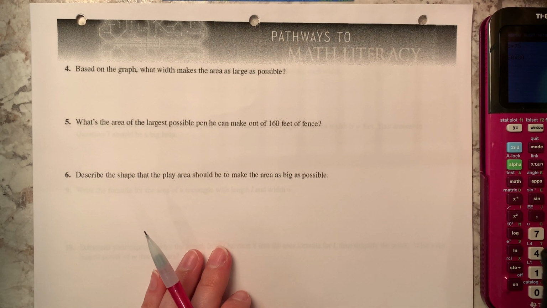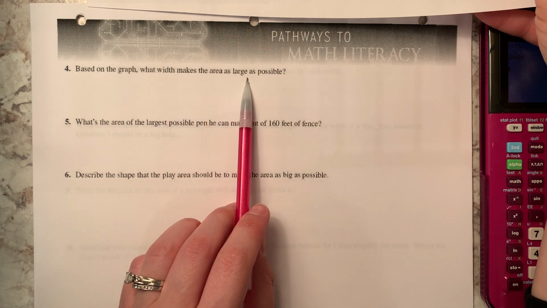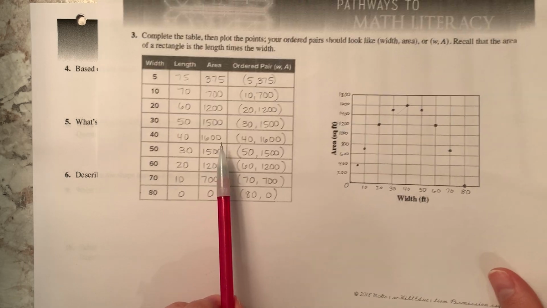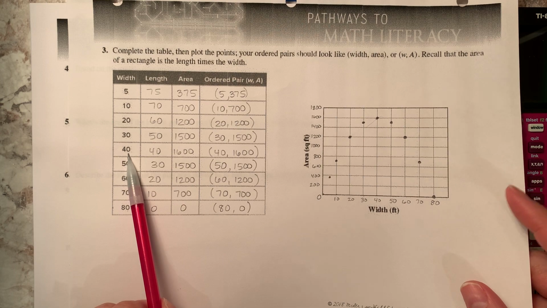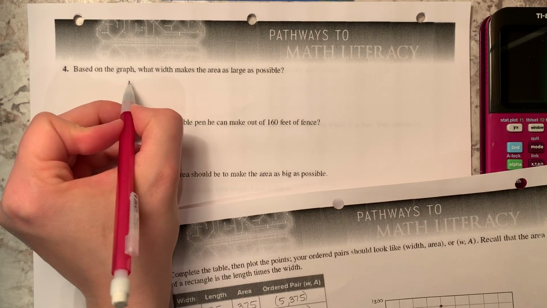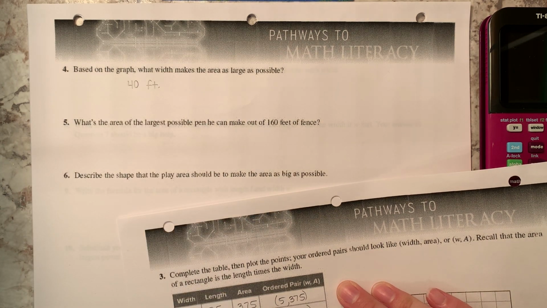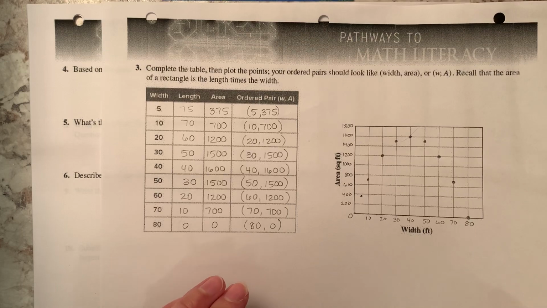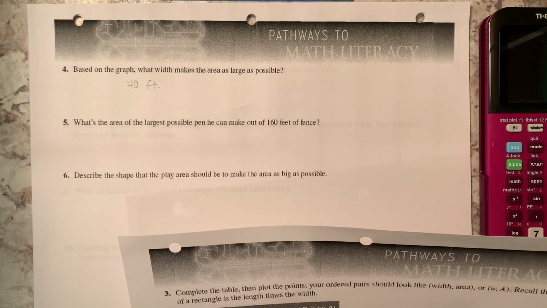All right, I'm going to keep that graph handy here. It says, based on the graph, what width makes the area as large as possible? So the largest area that we found was 1600, and the width that made that possible was 40 feet. So I'm going to write here 40 feet. That was the width that made the largest area possible. Again, I'm not going to write full sentences just to keep this as short as possible.